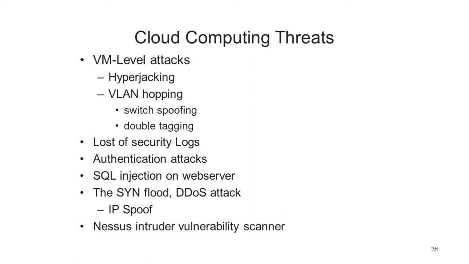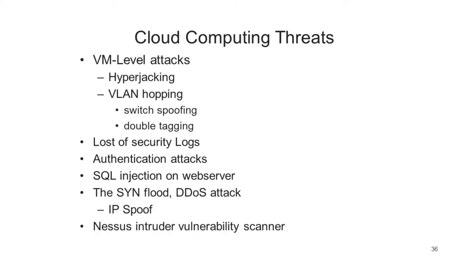Then VLAN hopping. This is something that should be more familiar because it already exists. It's not only in cloud computing. There are two kinds of attacks that come up often, that attackers like a lot. Is switch spoofing. If you know what IP spoofing is, then you will understand this.